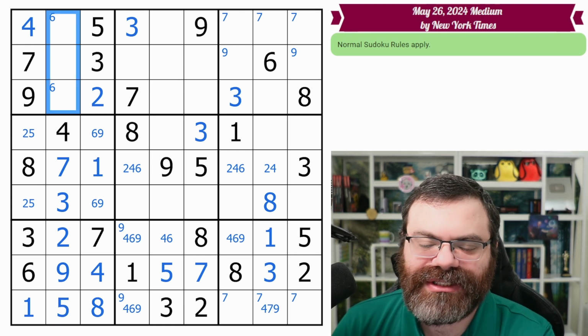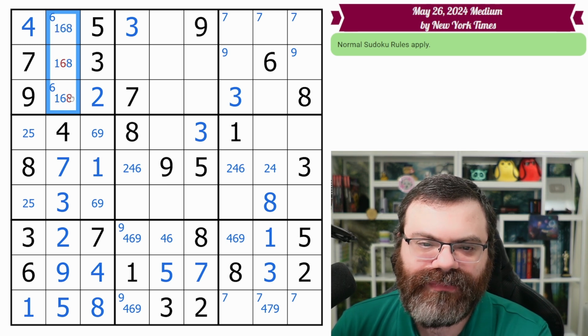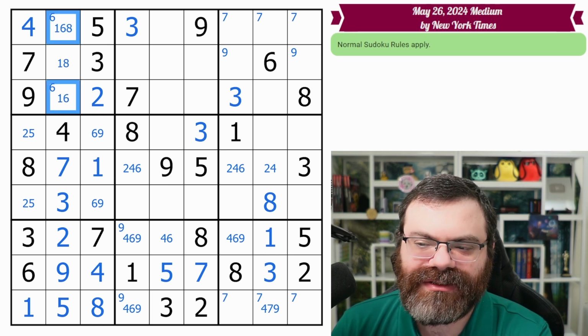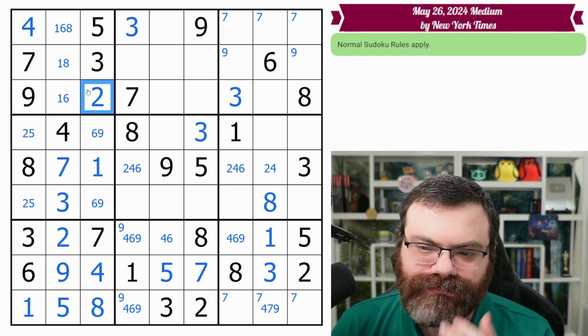And now this is just a triple remaining. We need the 1, 6, and 8. And we can just mark that up. We don't need the 6's cornered anymore, because we just have this triple left. So this stack did very, very well as well.